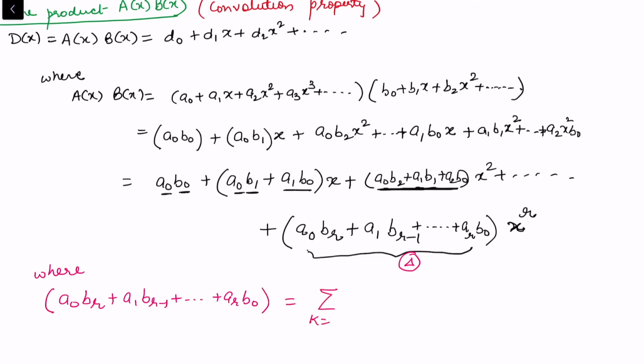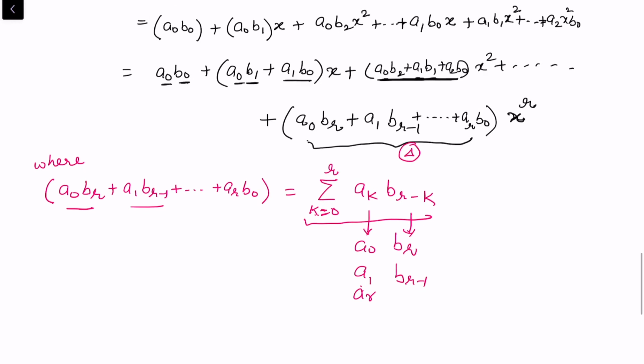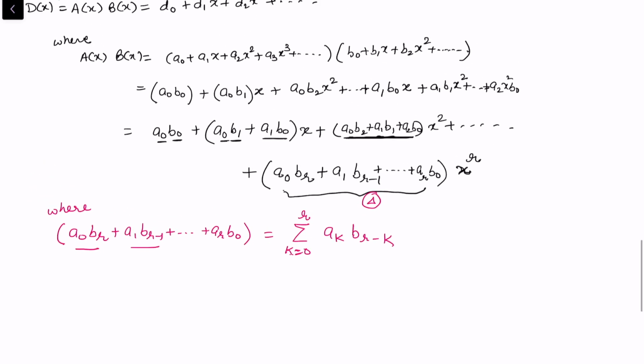K varies from 0 to R, AK BR minus K. Now we can notice that, say for example K is 0, so the term will be A0 BR. If K is equal to 1, the term will be A1 BR minus 1, and we are getting the desired number. When K is equal to R, the term will be AR, and here you will have B0. So all these terms are coming, so we can write them into this summation. And this particular property, we call a convolution.